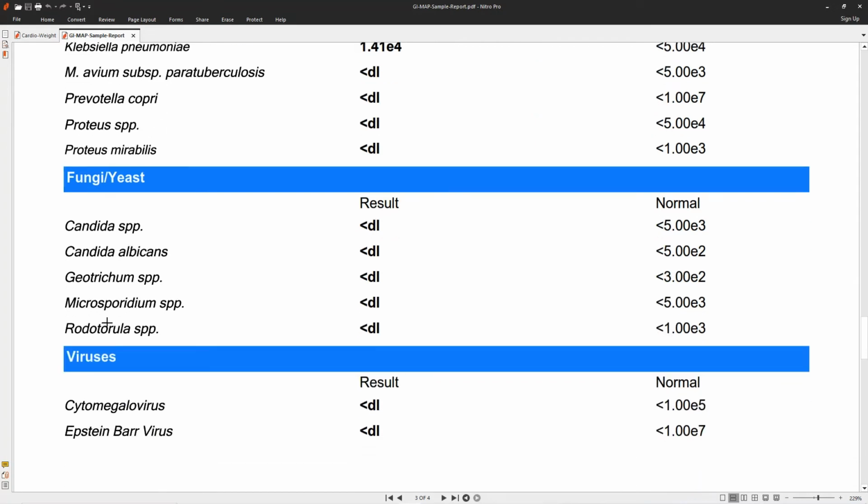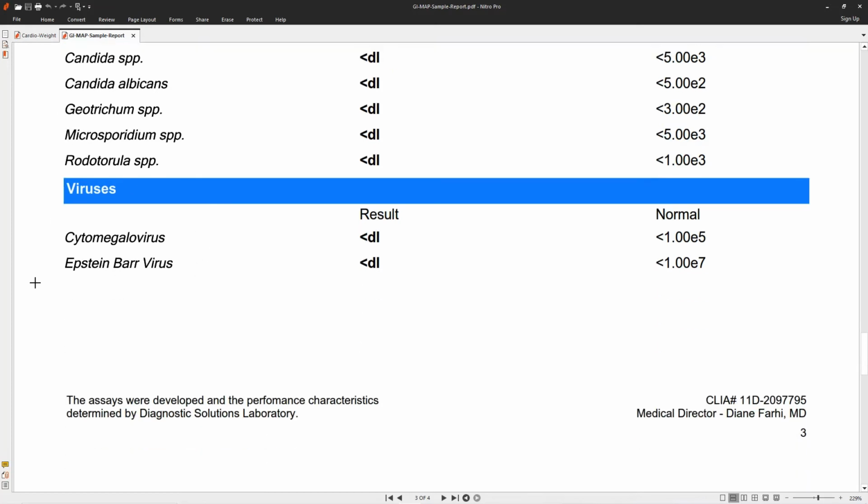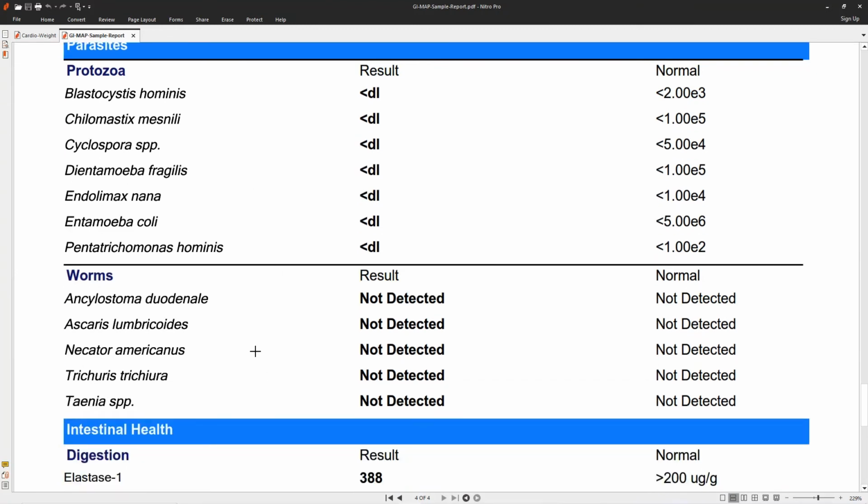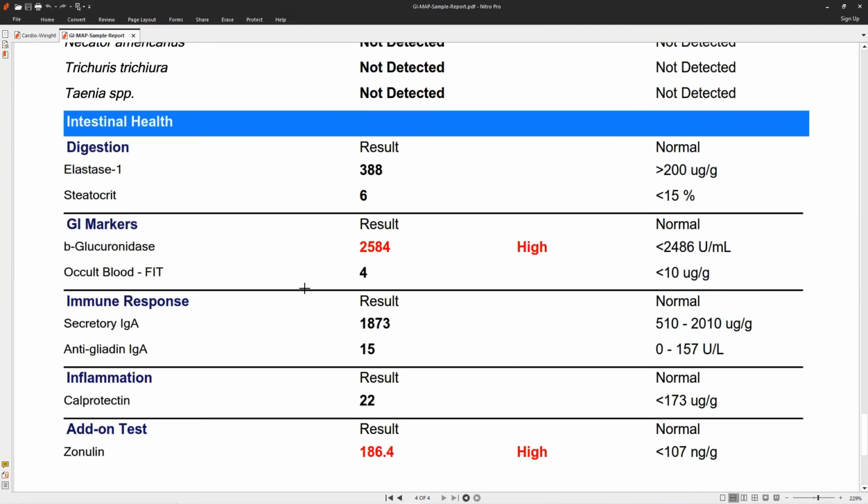It also measures fungus and yeast, candida. You've probably heard of candida as a fungus. Viruses, Epstein-Barr, cytomegalovirus. Moving down, more parasites, worms. This is a section that I love, intestinal health. Very top, it looks at how well your pancreas and pancreatic enzymes are doing for digestion. The next one, called steatocrit, measures how well your gallbladder is doing to process fats.